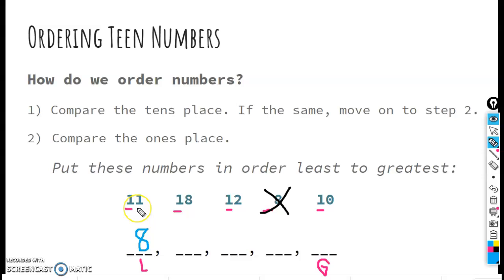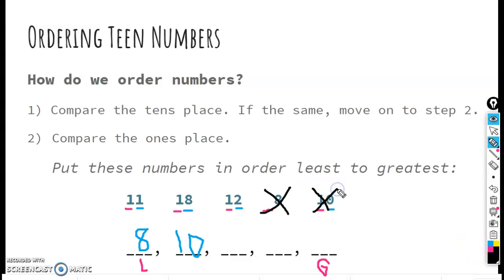Now I'm looking at the ones place. I notice there's 1 one in 11, 8 ones in 18, 2 ones in 12, and 0 ones in 10. So which of those are the least? 1 one, 8 ones, 2 ones, or 0 ones? 0 ones would be the least. So 10 is my next number. And I'm going to cross it off because I used it.